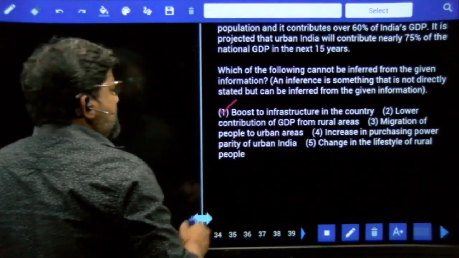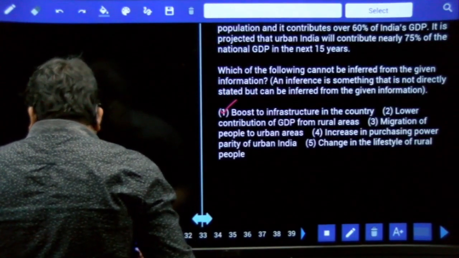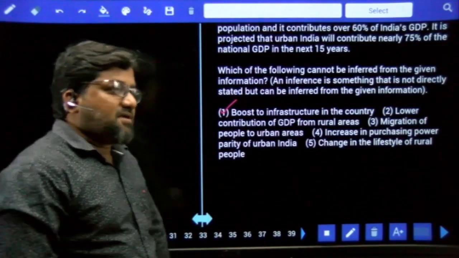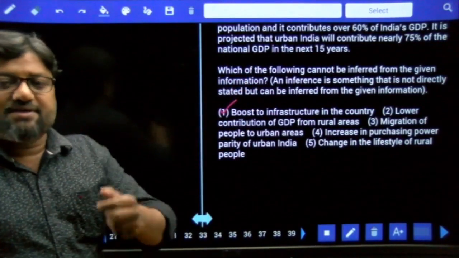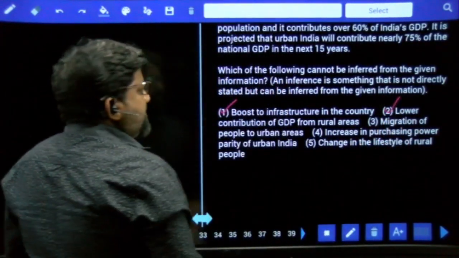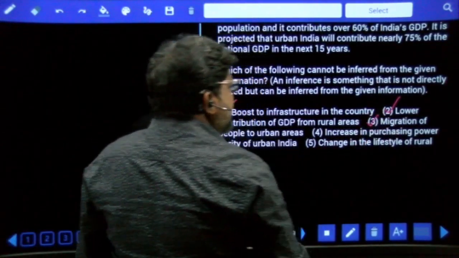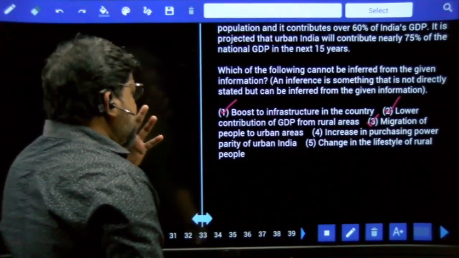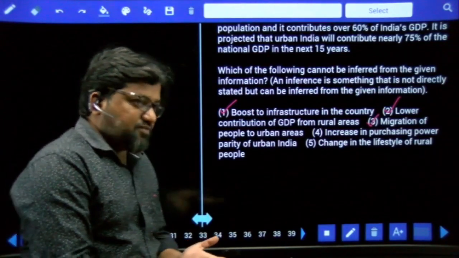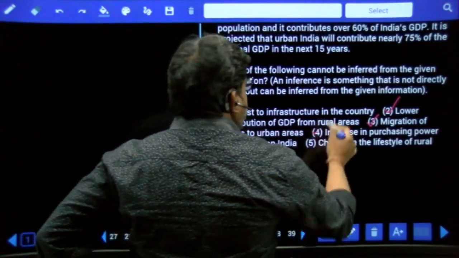Lower contribution of GDP from rural areas. Clearly, directly, this can be inferred. Why? Because he told in the statement that more money is coming from urban areas. So this can also be inferred. Migration of people to urban areas, that is what the statement is all about. This can also be inferred. Increase in purchasing power parity in urban areas, yes, because when the population increases, automatically the purchasing power parity of urban areas will also increase.